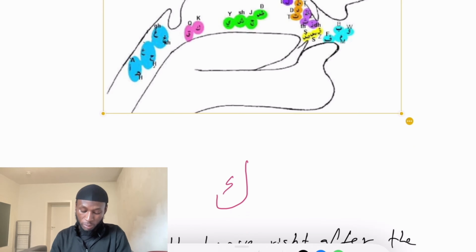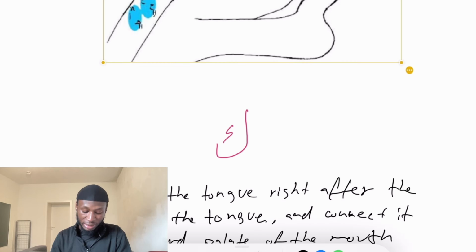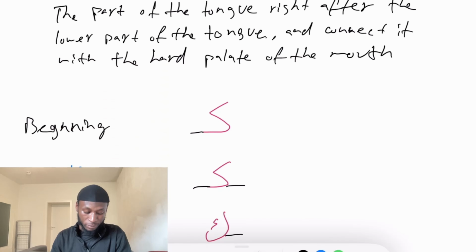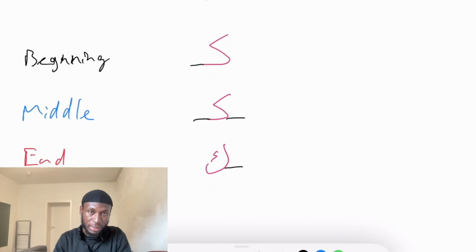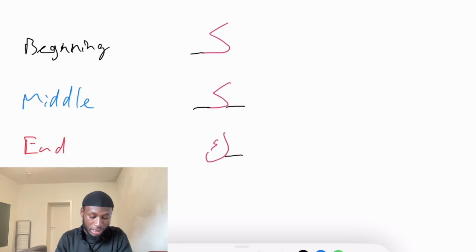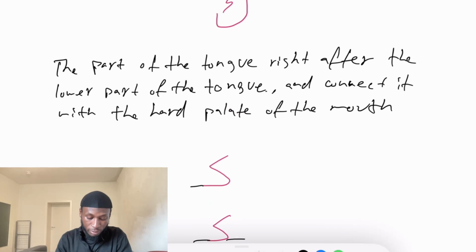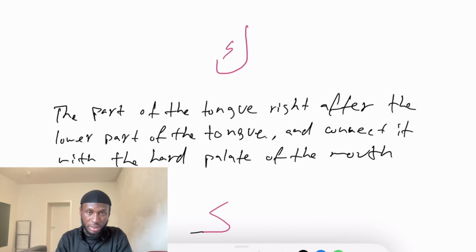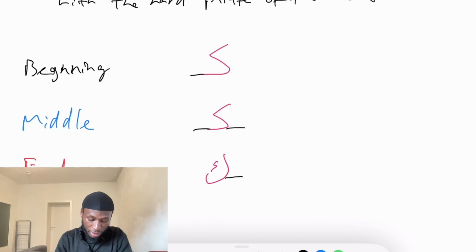That's how you pronounce it, you generate the sound of kaf. This is how it is written. When it's the beginning, you write it like this. When it's the middle, you write it the same as the beginning. And when it is the end, you just repeat its isolated form. You write it.